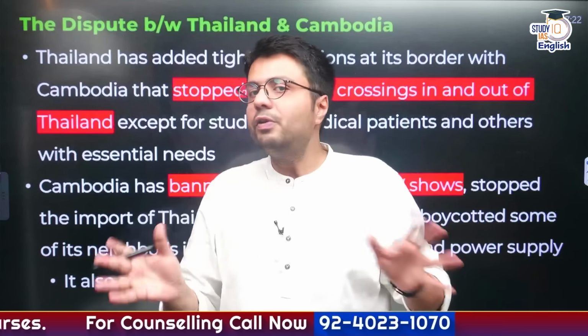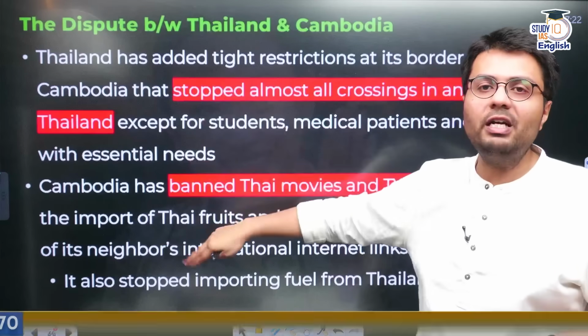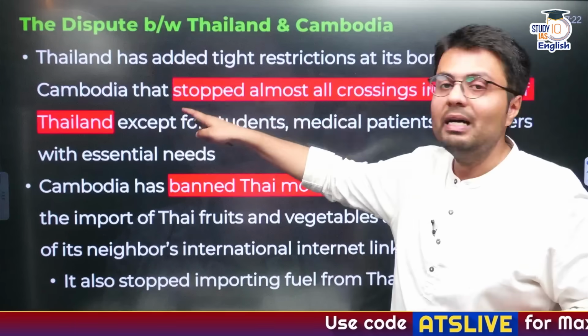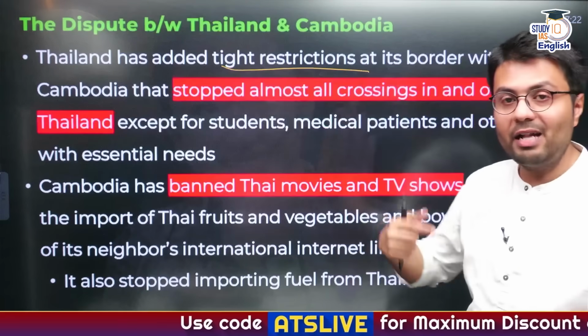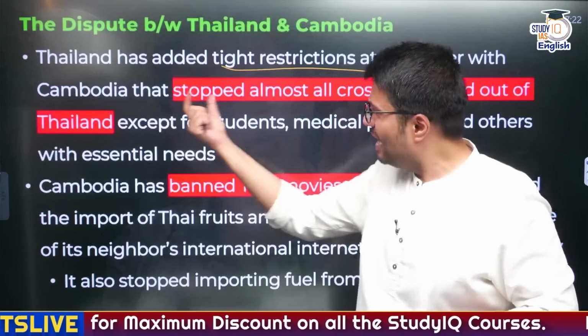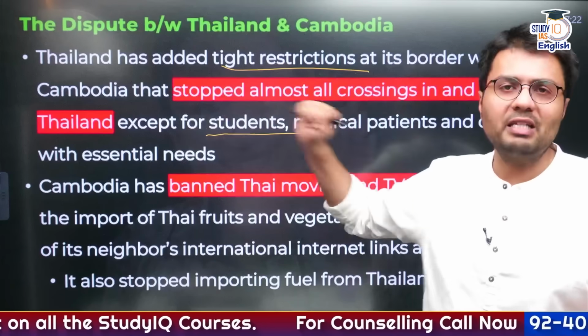Now, this is not the first instance where these two countries have fought with each other. Now, after this recent clash in May, both of these countries ordered retaliation against one another, right? For example, Thailand made its border quite strict and stopped all kinds of personnel from moving across the border into Cambodia, except a few people like students, medical patients, and people who are traveling with essential needs.